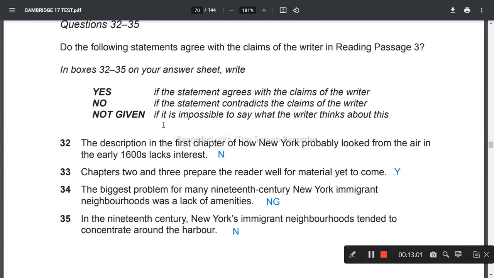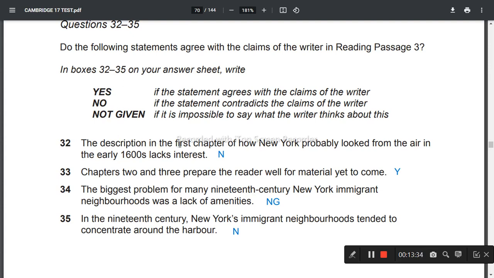Questions 32 to 35. Do the following statements agree with the claims of the writer in reading passage 3? In boxes 32 to 35 on your answer sheet, write yes if the statement agrees with the claims of the writer, no if the statement contradicts the claims of the writer, not given if it is impossible to say what the writer thinks about this.